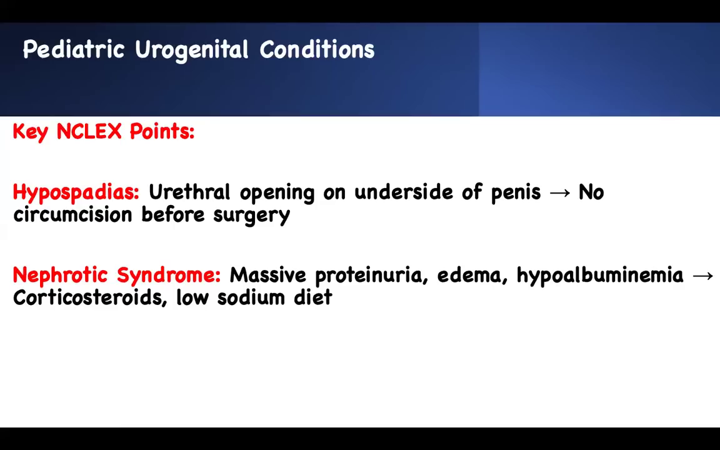Key concept. What is nephrotic syndrome? This is an autoimmune disease where you have massive loss of protein, and therefore hypoalbuminemia will lead to what? Edema, fluid retention, hypertension. What is the treatment? Corticosteroid, steroid. What are the risks? Infection. You need to lower sodium to prevent further fluid retention.